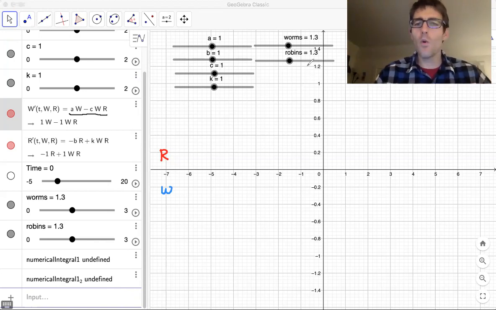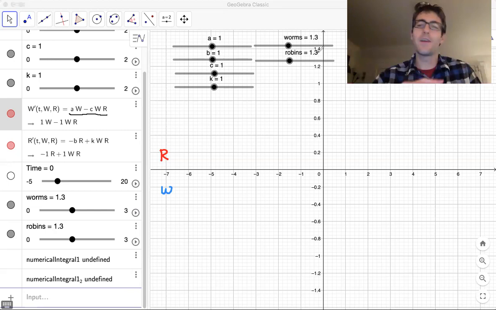One other thing is that up on this upper right, we have our starting position. So how many worms we start with, how many robins we start with. And we're not actually talking about starting with 1.3 of each because the units are weird. Maybe we're talking about 1,300 worms, etc.